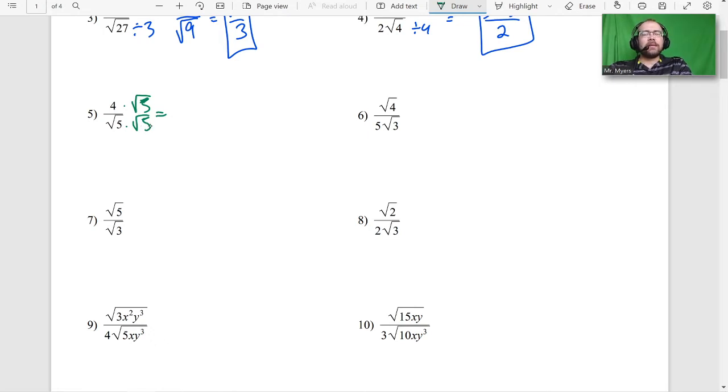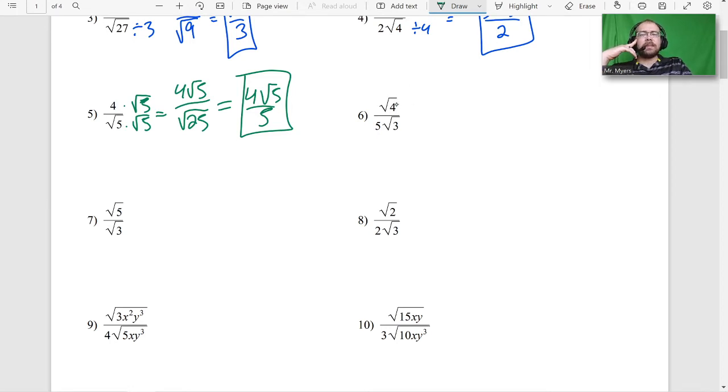Square root of 5 times square root of 5 is the square root of 25, right? 5 times 5. And then here, nothing combines. Well, what's the square root of 25? It's 5. And there we go, right? And that's what we have to do. So that is the thing.